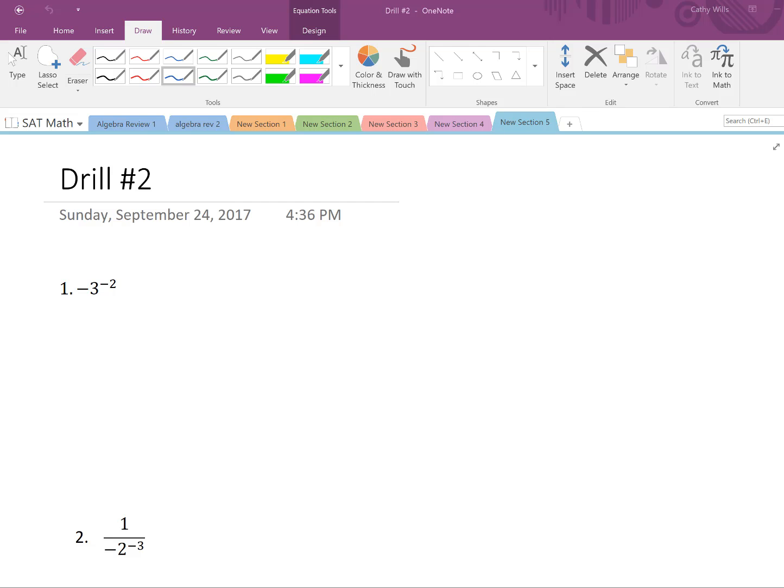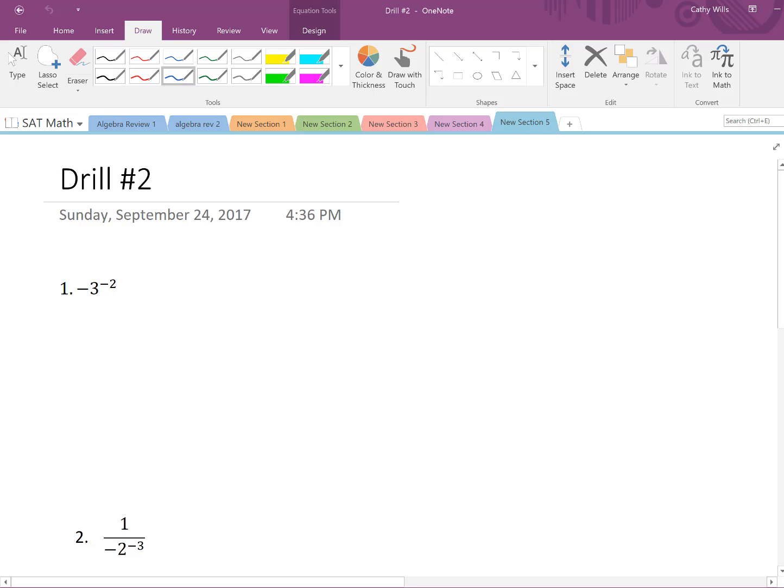Okay, this is drill number 2. Number 1, we have negative 3 to the negative 2 power. All right, the first thing we need to remember is that when you have a negative number and you're raising it to a power, the negative is only affected by the power. It only gets to go along with the power if it's in parentheses.